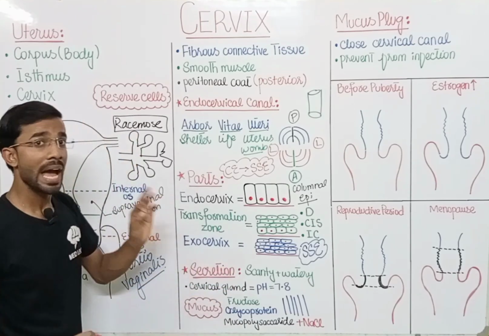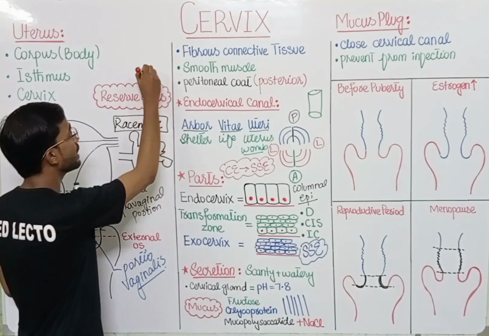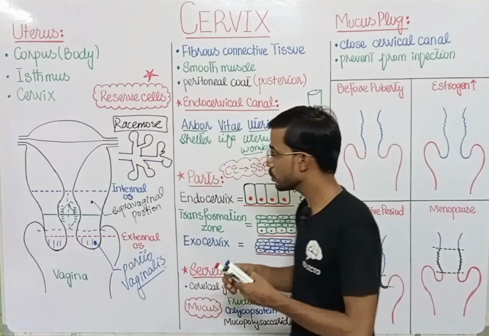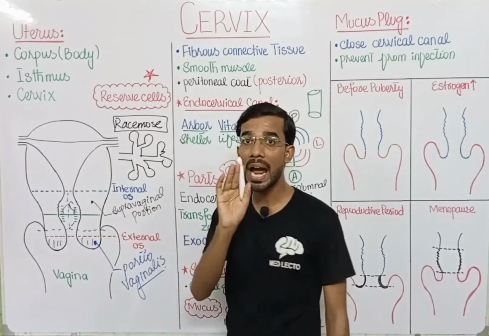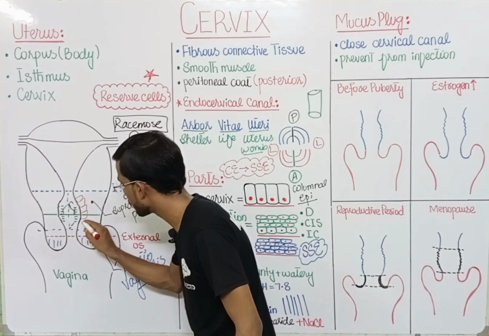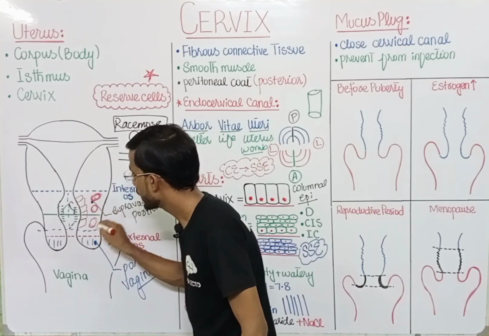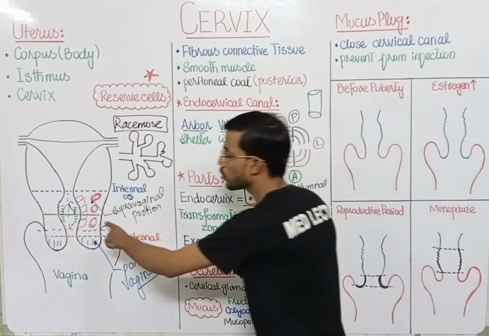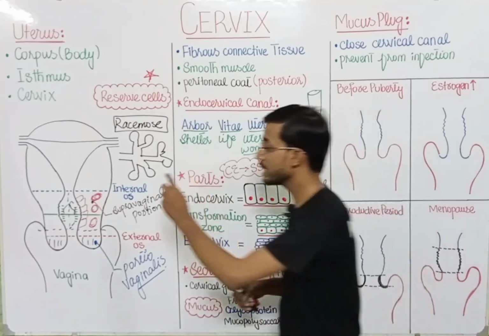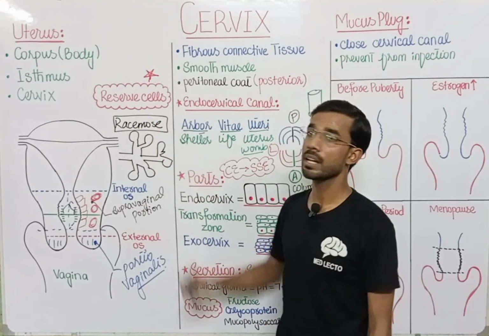Okay, and the next very important thing is the reserve cell. This point is very important. Reserve cells are present beneath the columnar epithelium. As we discussed, in the endocervix you will see the columnar epithelium, present in this way, and in some situations in patches you will see the reserve cells. Reserve cells come towards the surface and form the columnar epithelium. But in some situations, these reserve cells can form squamous epithelium as well. This is the reserve cell.